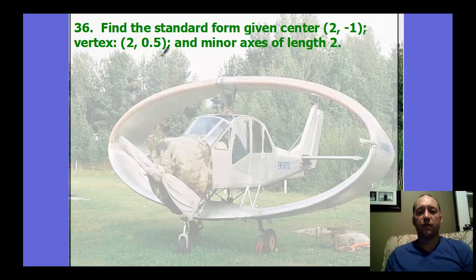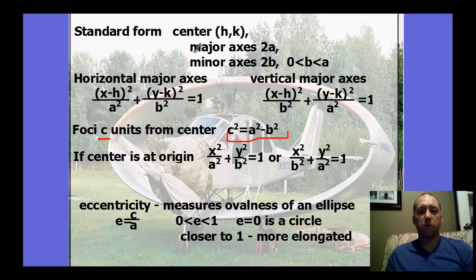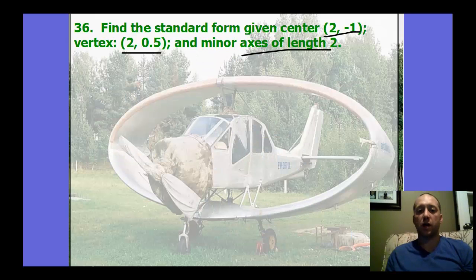So let's find the standard form given the center, the vertex. We have the vertex, we have the center, and then the minor axis. We've not talked a whole lot about. Now on the equations here, we know the major axis is double A, the minor axis is double B. And we talked about what B and A were already, the distances from the center to those vertices. So if I sketch this out, so center is (2, -1). There's the center. The vertex is (2, 1/2).